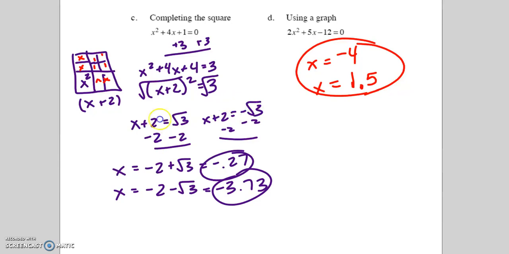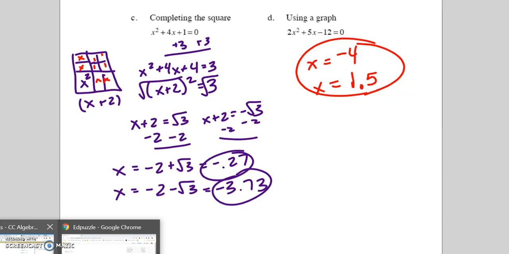So I'm going to have x plus 2 equals positive square root of 3, and x plus 2 equals negative square root of 3. And then I'm going to isolate the x by subtracting 2 from both sides for each of these, and I get -2 plus the square root of 3 and -2 minus the square root of 3. So my two solutions are -0.27 and -3.73.